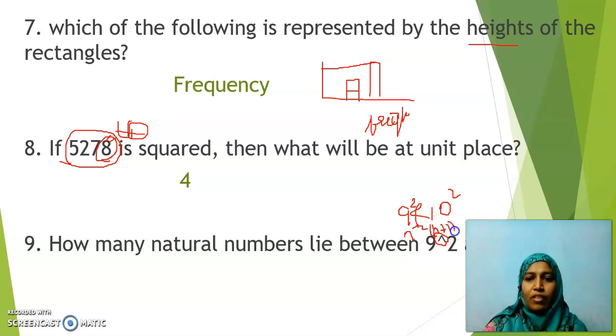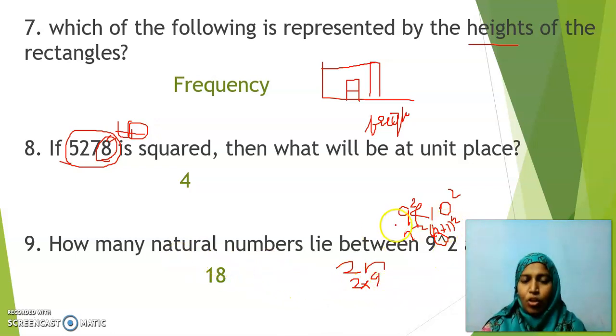This is another property that we discussed. It is 2n. How many? 2n. So 2 into n, and n is 9 here. So 2 into 9, 18. 18 natural numbers lie between.